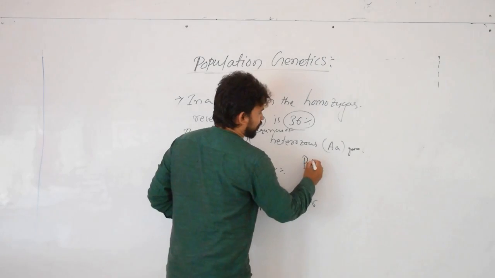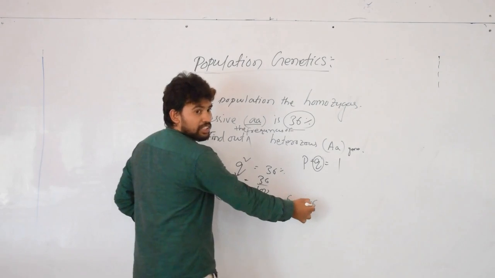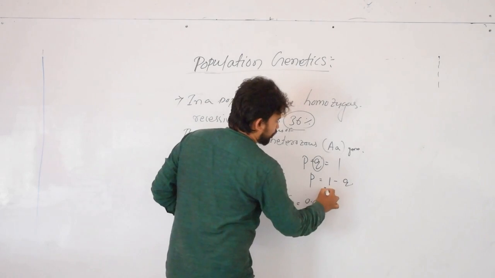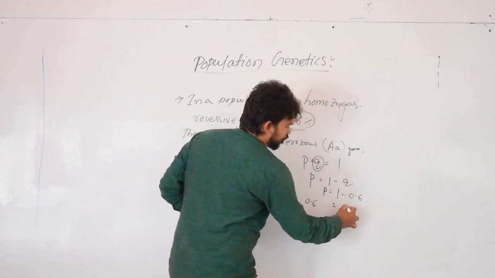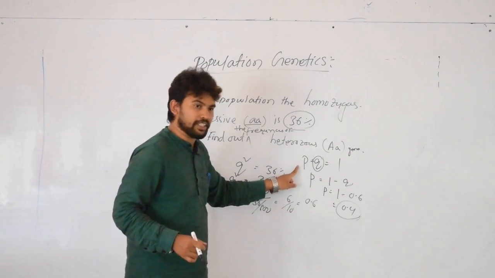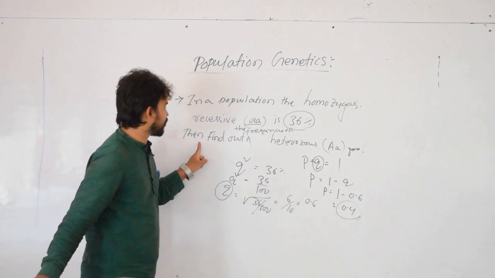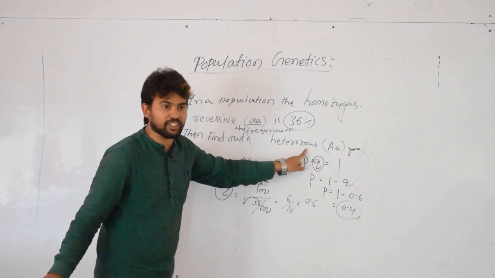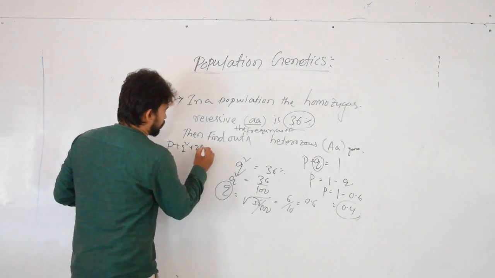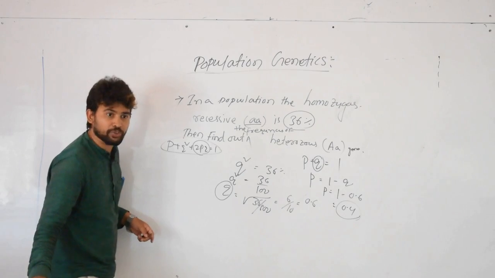Now we clearly know the formula P plus Q is equal to 1. Given Q is equal to 0.6, already we got. Then P is equal to 1 minus Q. So P is equal to 1 minus 0.6, which is 0.4. So you got the value of frequency of P and the frequency of Q. Then, it is given to find out the characteristic of heterozygous. On the basis of the formula P square plus Q square plus 2PQ is equal to 1, where 2PQ is heterozygous.